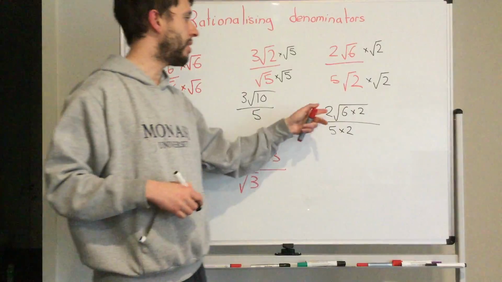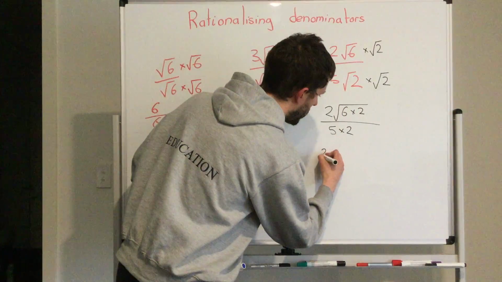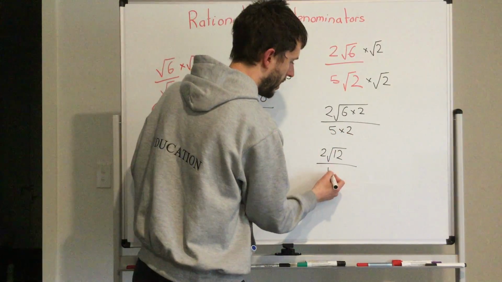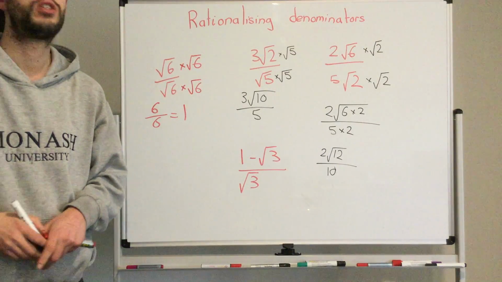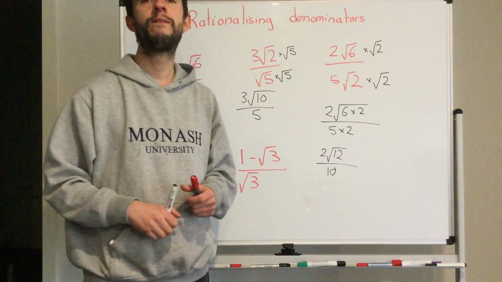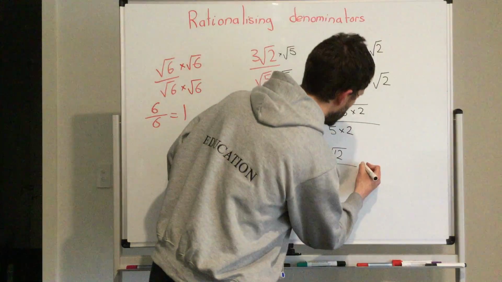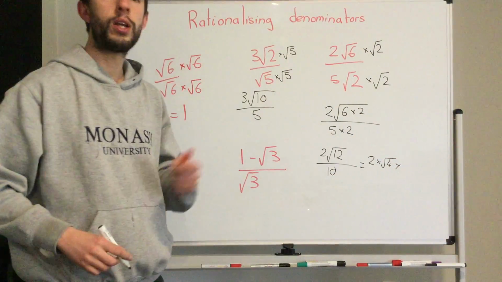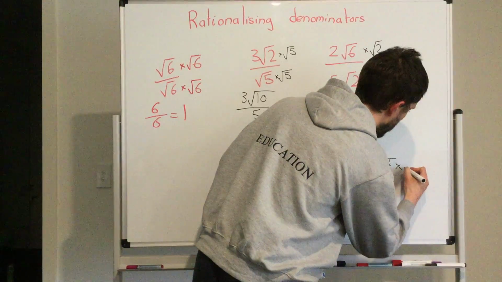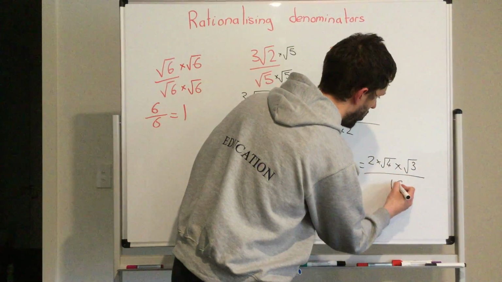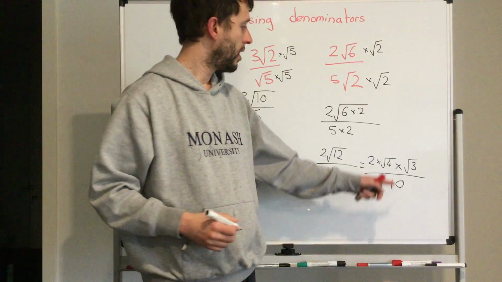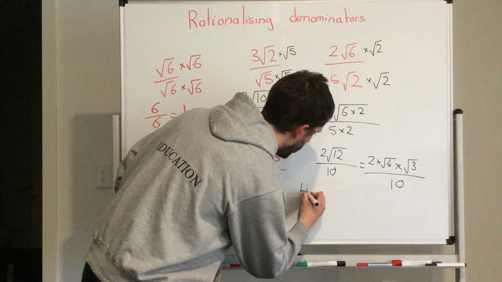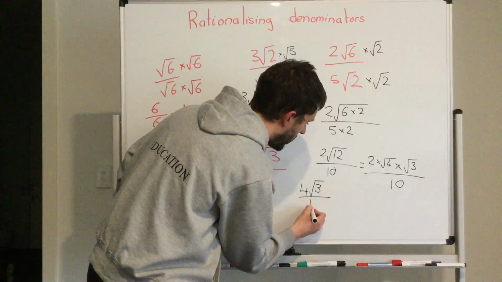So now I can simplify this. 2 times 6 equals 12, so 2 square root of 12 over 2 times 5 equals 10. If I really wanted to, I could think about my squared numbers. 4 is a squared number. So I could change this to be 2 times square root of 4. 4 times what equals 12? 3. Square root of 3 over 10. Square root of 4 is 2, so 2 times 2 is 4. 4 square root of 3 over 10.